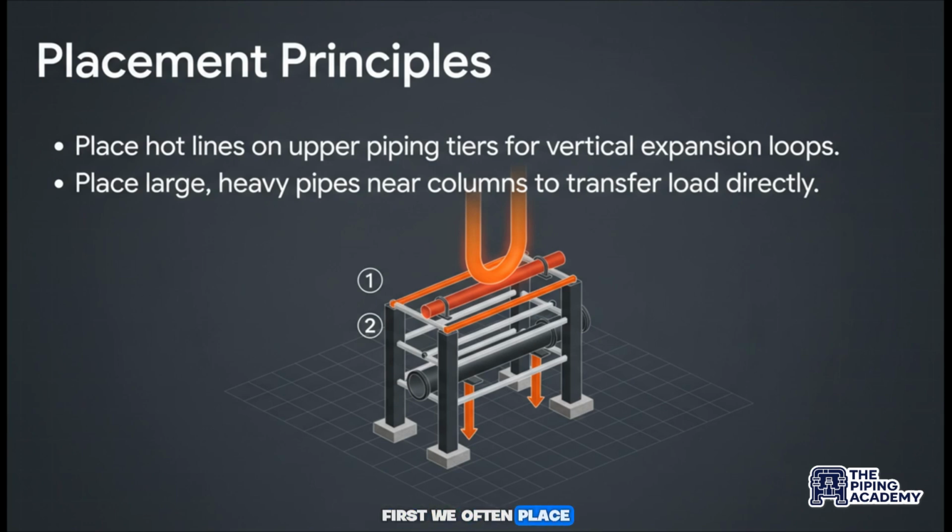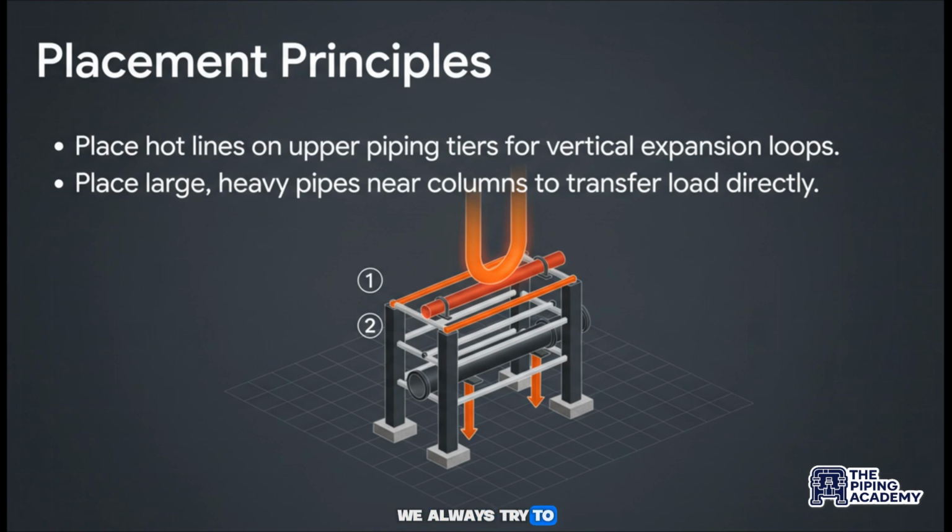First, we often place very hot lines on the higher piping tiers. The reason is that hot lines expand, and they need what we call expansion loops, these large U-shapes in the pipe. By placing them on the top piping level, their expansion loops can extend upwards into free space where there's nothing to interfere with them.